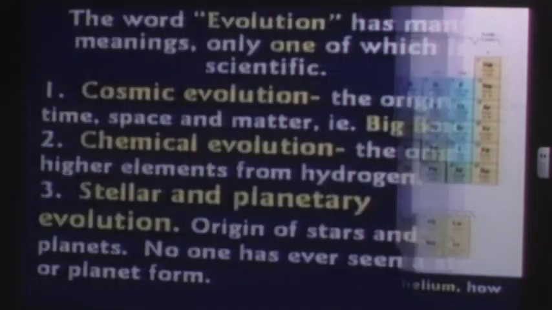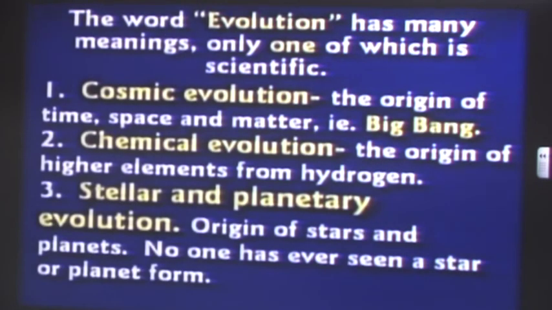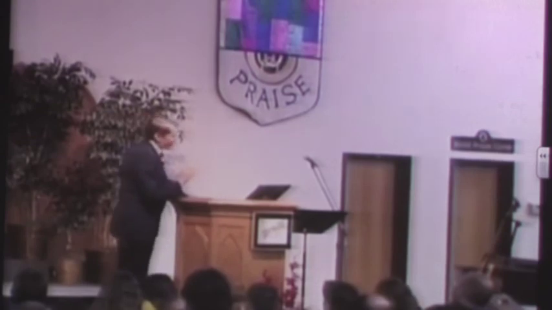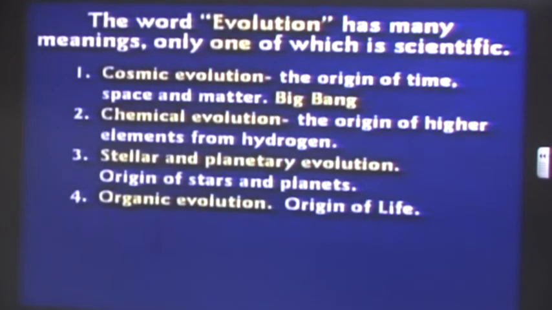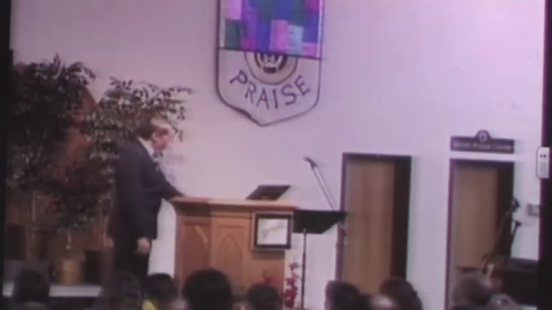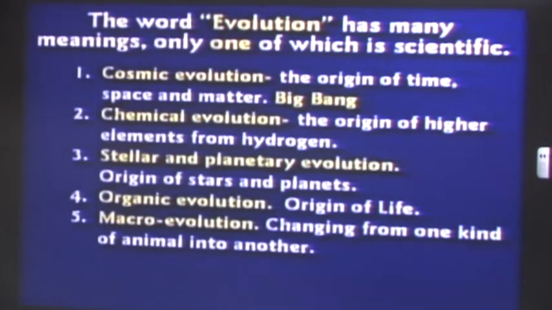Thirdly, we'd have to have stellar and planetary evolution. Did you know the stars would have to evolve? Then we'd have to have organic evolution. That would be the origin of life. How did life get started from non-living material? Fifthly, we would have macroevolution. That is where an animal changes into a different kind of animal.